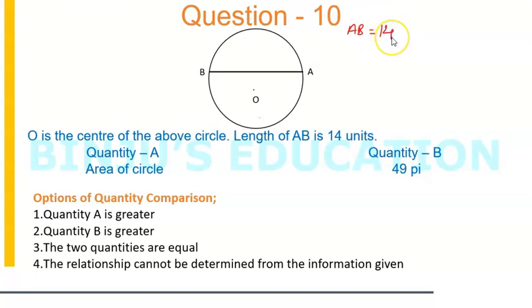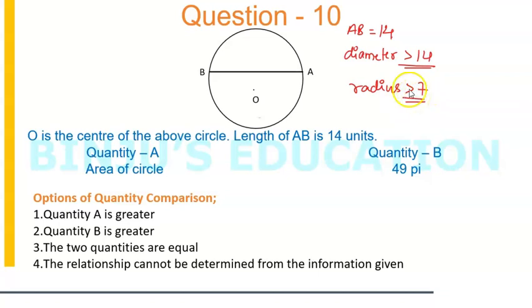Now, if the length of AB is 14, AB is a chord, right? A chord which is not a diameter, because AB is not passing through the center of the circle. So if I were to draw a diameter, I can definitely say that the diameter of this circle will be greater than 14, because the diameter is the longest chord. All the other chords are less than the diameter. So the diameter is definitely greater than 14, which means the radius will be greater than 7.